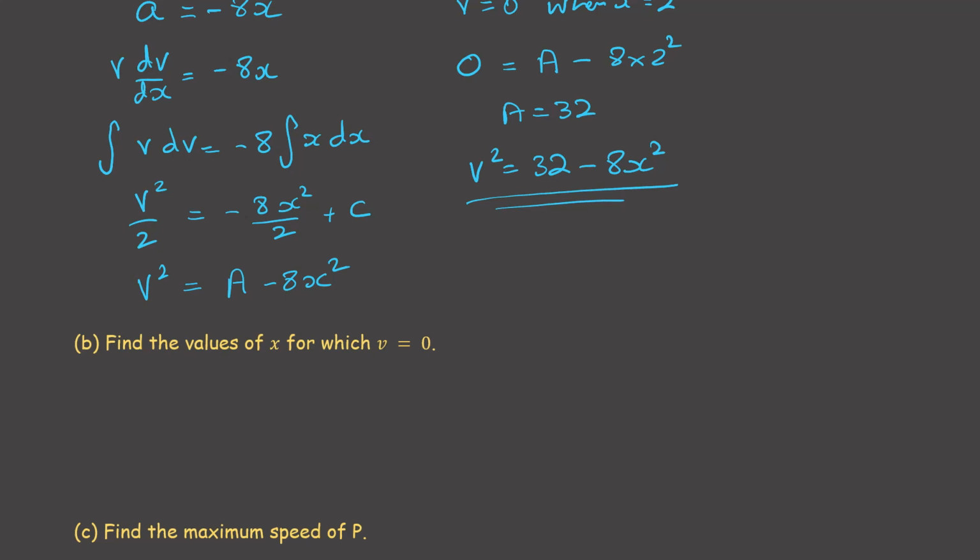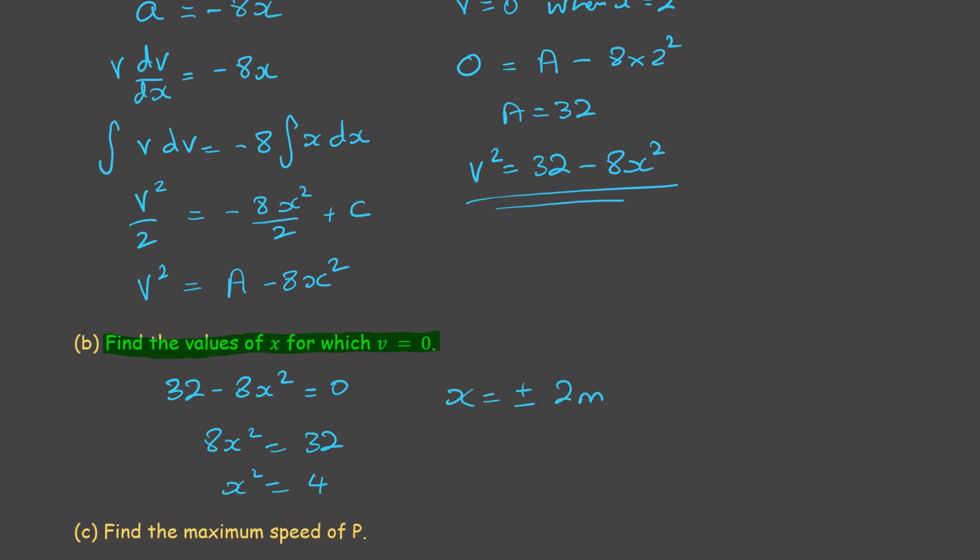We now want to find the values of x for which v is 0. So if v is equal to 0, we get that 32 minus 8x squared is equal to 0. That means 8x squared is equal to 32, and therefore x squared is equal to 4, and so x is equal to plus or minus 2 meters. In other words, it's travelling along this line, here's O, and at negative 2 and at 2 it stops.